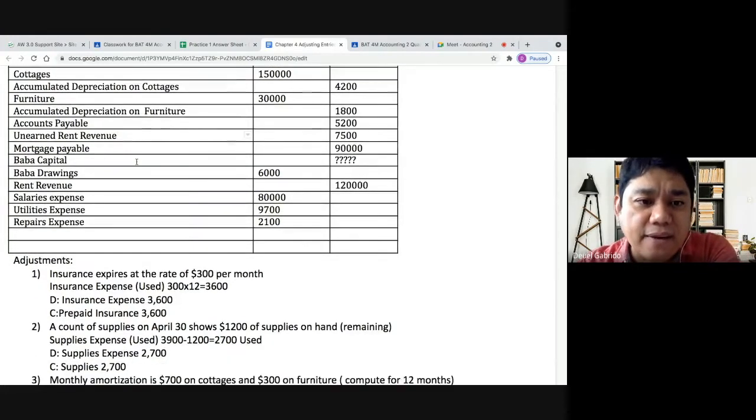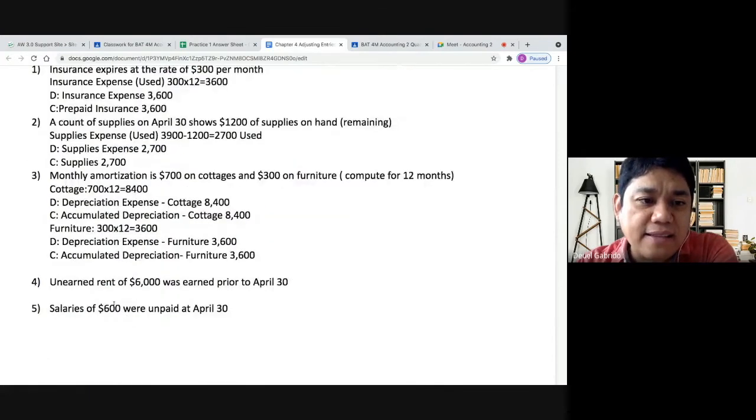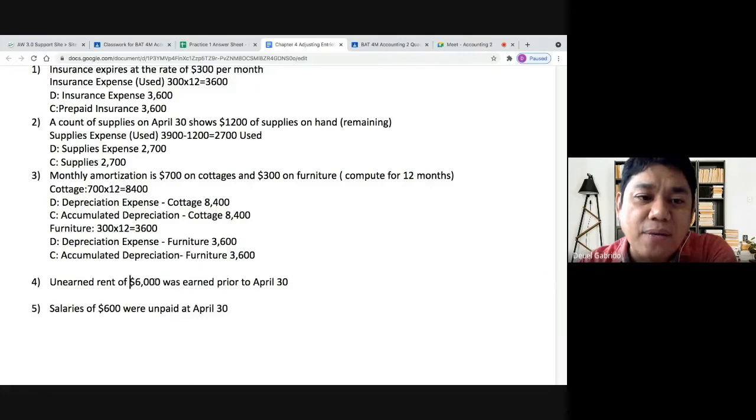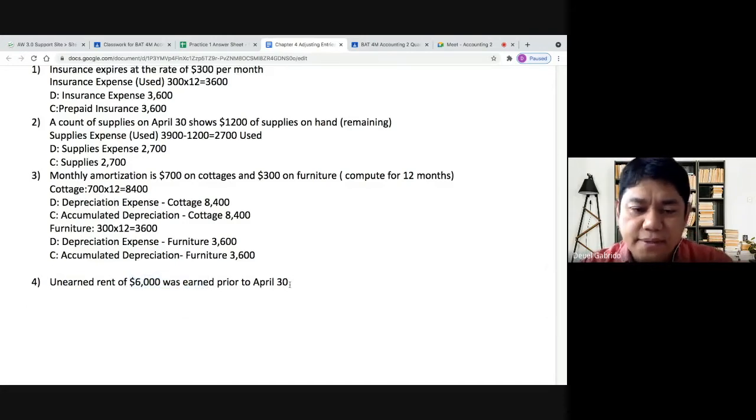But here it says that on April 30th, an unearned rent of 6,000 was earned. So the meaning of that is the client or the renter has used our building already and consumed $6,000 rent already. Do you understand that? He used this portion. So what should be our entry? Okay. Debit what and credit what?